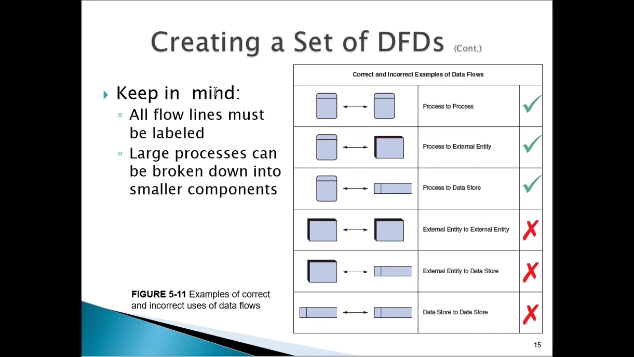So when you're creating a set, process to process is okay. Process to an external entity is okay. Process to a data store is okay. We've gone through the external entities previously that are not okay, and also data stores cannot go directly to data stores.